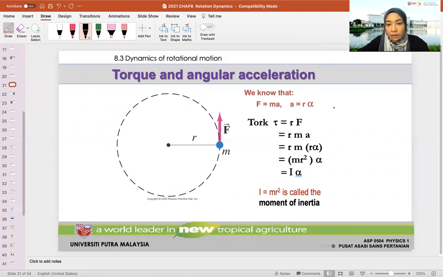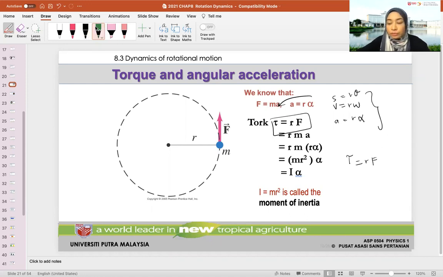Remember that we talked about v equals r omega, s equals r theta, a equals r alpha. So these are the equations that we have learned previously. And it's asking us, do you remember a equals r alpha? Because we're going to use it in this equation. They used torque first. So torque is equal to rF, similar to s equals r theta, v equals r omega, a equals r alpha. They said torque can be related to F by torque equals rF.